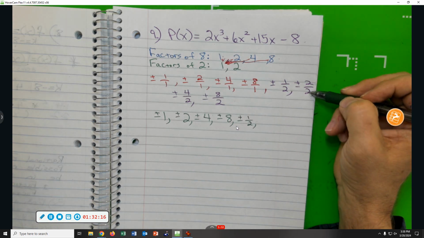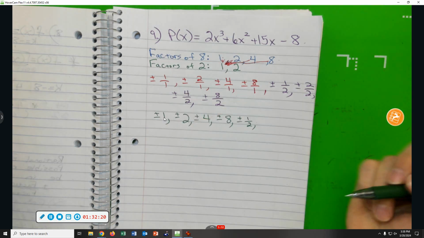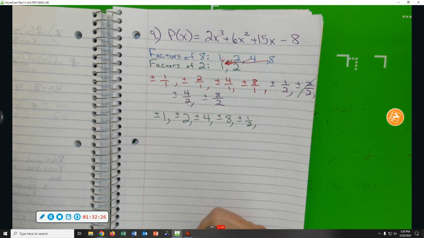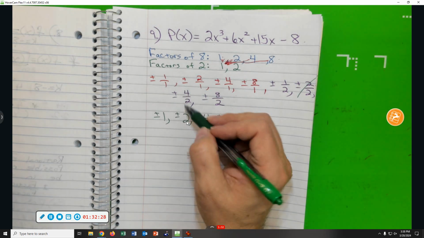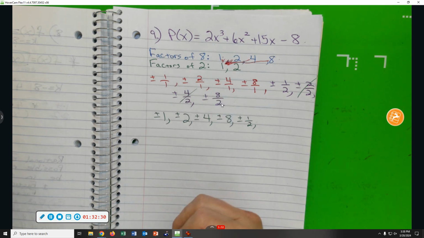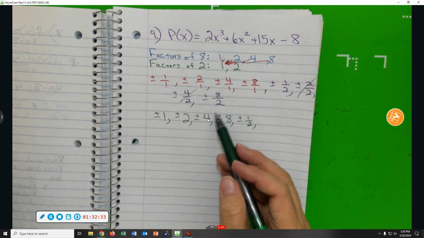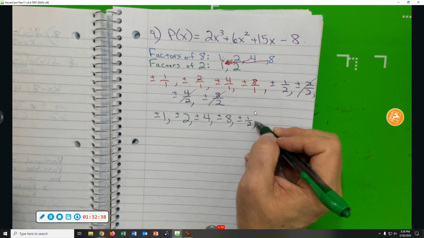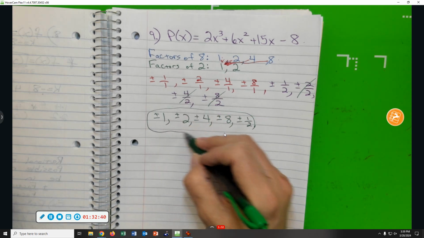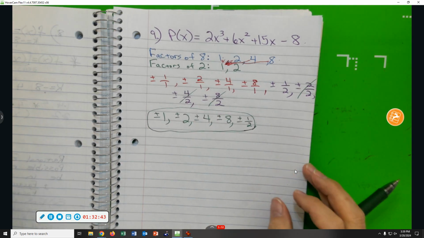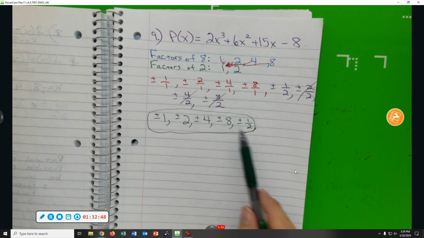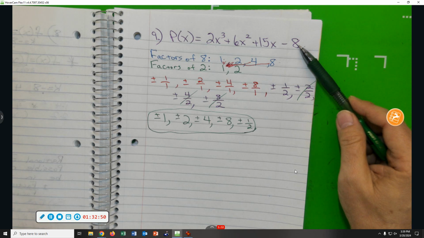2 divided by 2, that's 1. Do we have 1 listed? Yes, okay. So we can scratch that off. 4 divided by 2 is 2, do we have that listed? Yes. Scratch it off. 8 divided by 2 is 4. Do we have it listed already? Yes. Wow, this one, there's only 10 numbers out of infinitely many rational numbers. There are only 10 of them that could possibly make that function equal 0.